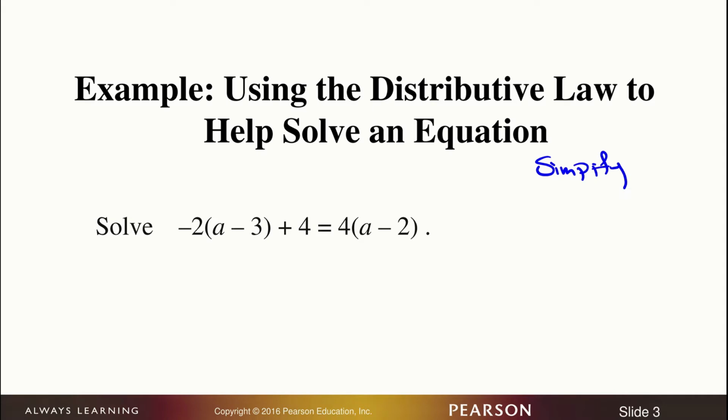simplify, separate, and then solve. By simplify, of course, we mean simplify both sides of the equation as much as possible. You do that before you start separating, meaning before you start moving terms around. And then you go ahead and separate.